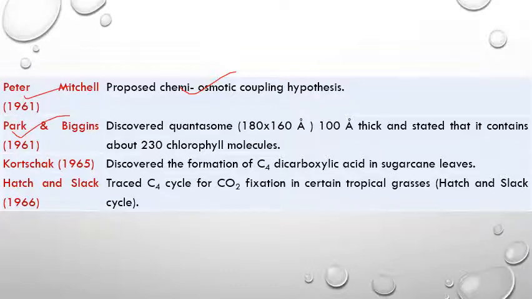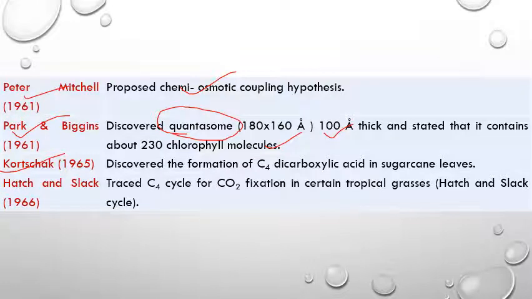Next were Park and Biggins. They discovered the quantosome. Quantosomes are the packets of energy, packets of light, we can say, that help in photosynthesis. The size of this quantosome was 100 Angstrom thick, and they stated that it contains about 230 chlorophyll molecules.